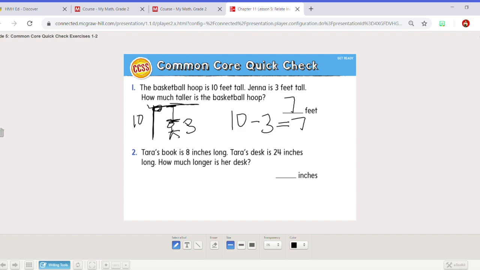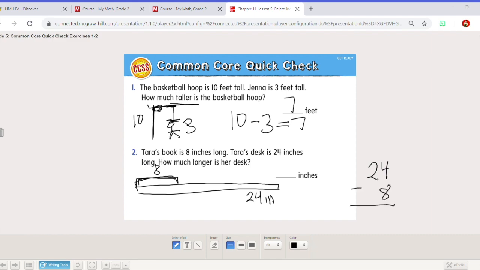Tara's book is 8 inches long. Tara's desk is 24 inches long. How much longer is her desk? Well, here's her desk, and it's 24 inches. And then her book, I'll draw her book on top of it, try to line it up, is 8 inches. Her desk is a lot longer, so we're going to have to subtract. 24 minus 8. Oops, we need to regroup. Borrow 10 more, so 4 becomes 14. 14 take away 8. It is 16 inches longer.